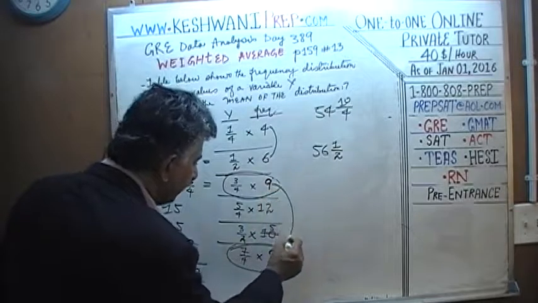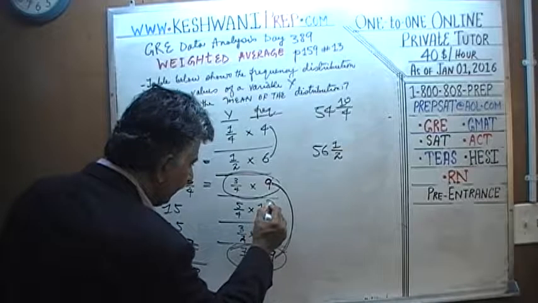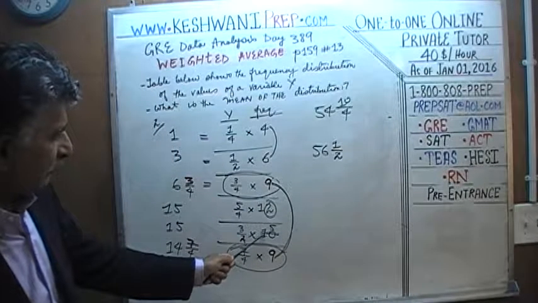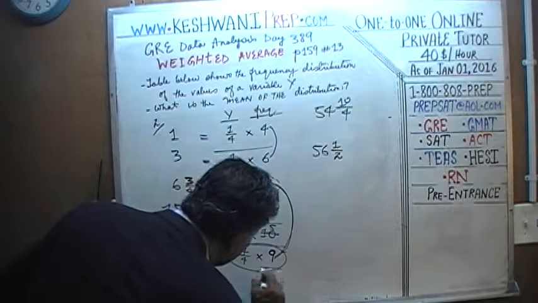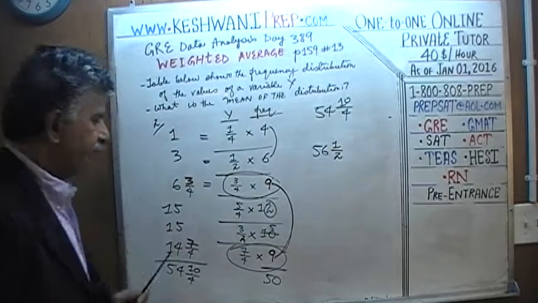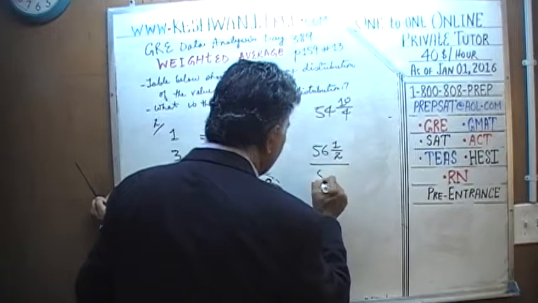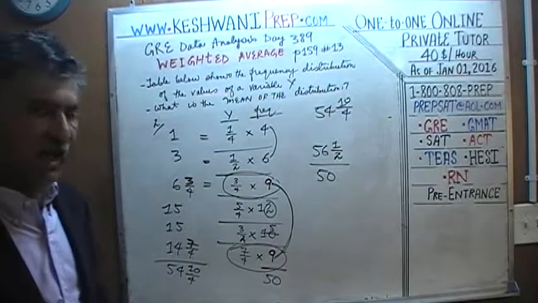Look. 9 plus 9 is 18 plus 2 is 20. 20 plus 10 is 30. 30 plus 10 is 40. 40 plus 10 is 50. It's exactly 50 actually. So we need to divide this 56.5 by 50 and we will have our answer. Let's divide 56.5 by 50.